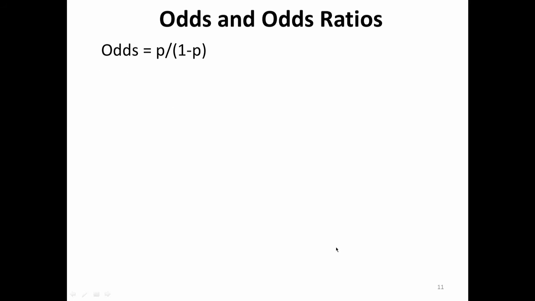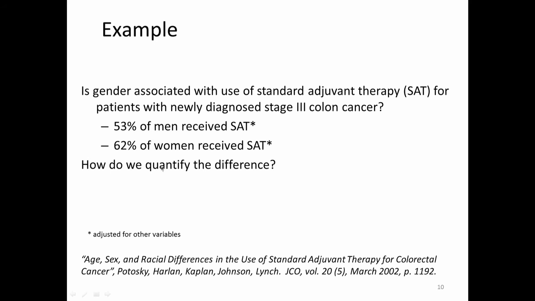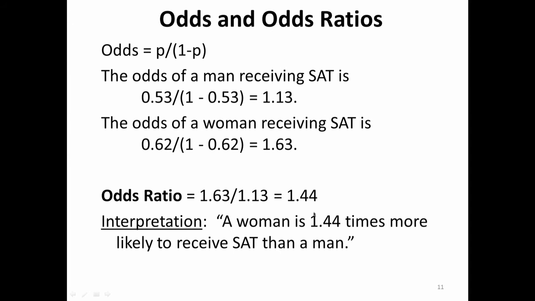We do not say that 9% more women received SAT treatment. We need to say a woman is 1.44 times more likely to receive SAT than a man, using this concept of odds ratio as it is called. So how do you calculate? P divided by 1 minus P gives you the value for men, P divided by 1 minus P gives you the value for women, and then you take the ratio, that is 1.44. Understand? This odds ratio is very useful in this type of situation, binary data.